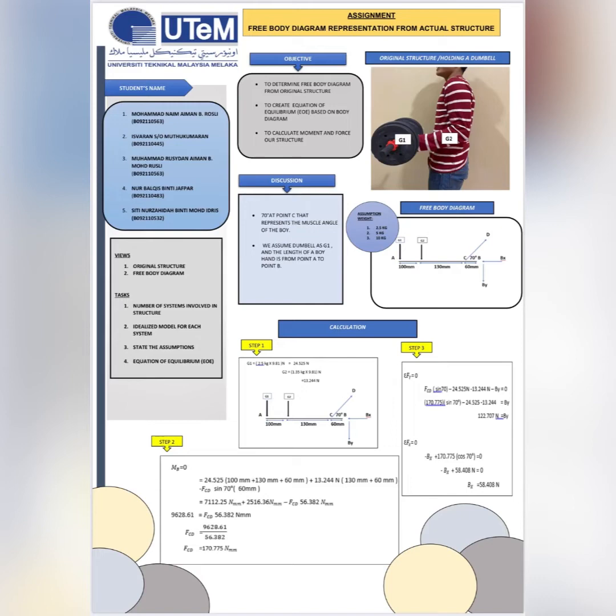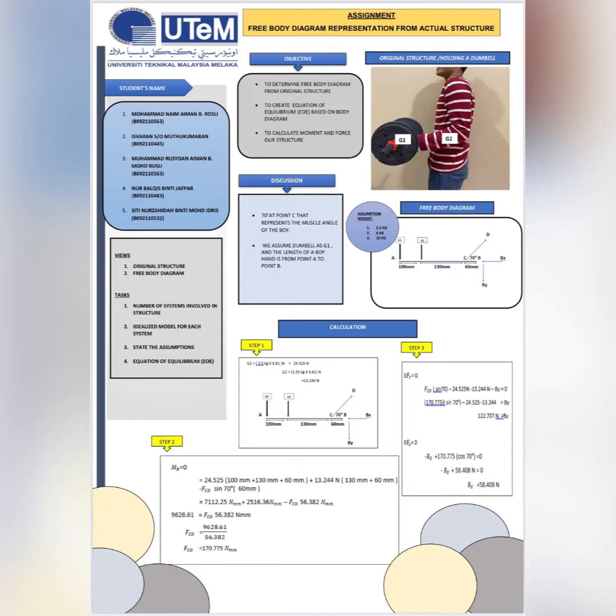So, first of all, let's start with the objective of the assignment. Firstly, the objective is to determine the FBD from the original structure that we got from our friend. Secondly, to create the equation of equilibrium (EOE) based on the body diagram. Thirdly, to calculate moment and force in our structure.